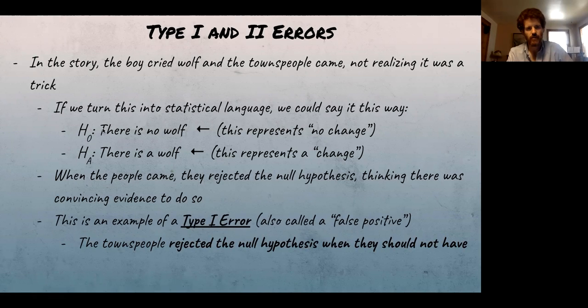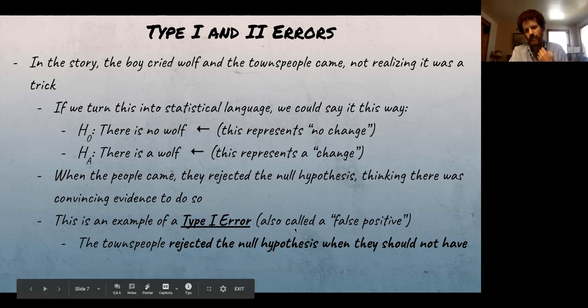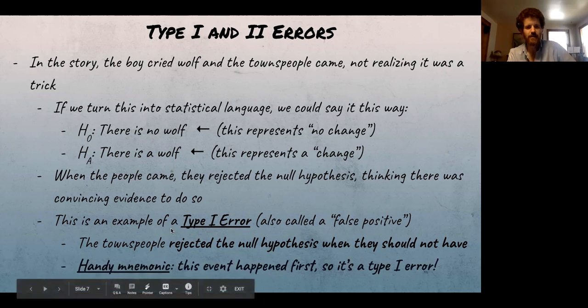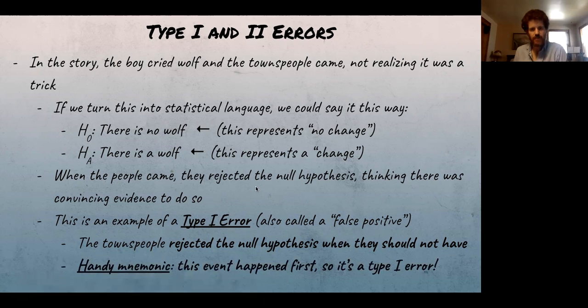So let's just make sure that's really clear. A type 1 error: they rejected the null, that there wasn't a wolf. They rejected that, but really they should not have rejected the null. Okay, so here's your handy mnemonic. This happened first. They rejected the null, and then they shouldn't have, so that is a type 1 error. That was the first event that happened in your story. It's hard to keep your type 1 and type 2 errors straight, so I hope this is helpful for you to remember that.